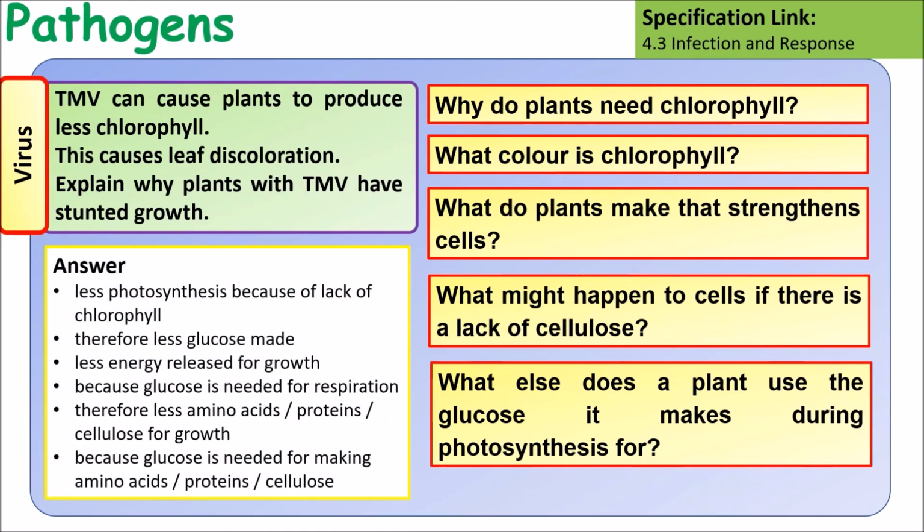So some of the answers might include less photosynthesis will take place because there is less chlorophyll, so therefore less glucose will be made, so less energy will be released for growth. The plant can't respire, so can't make amino acids and protein and cellulose for growth. So therefore it would become stunted.